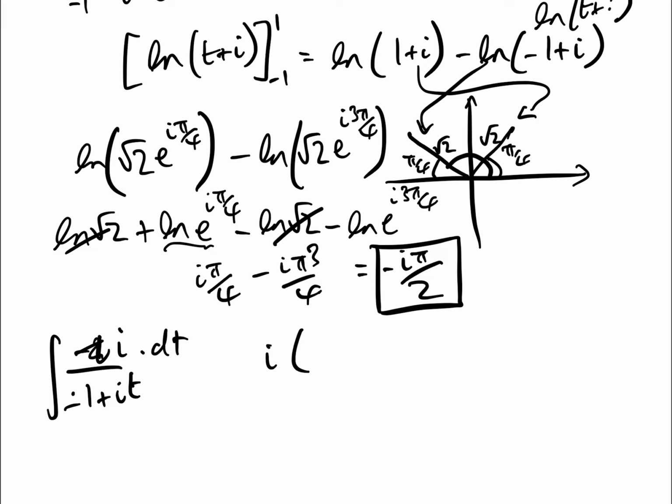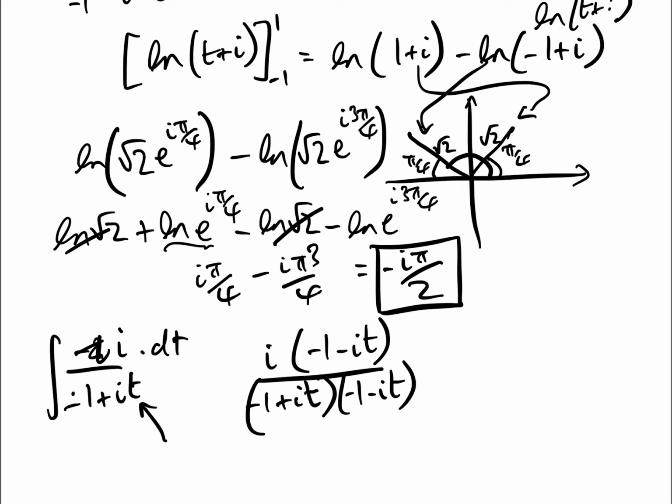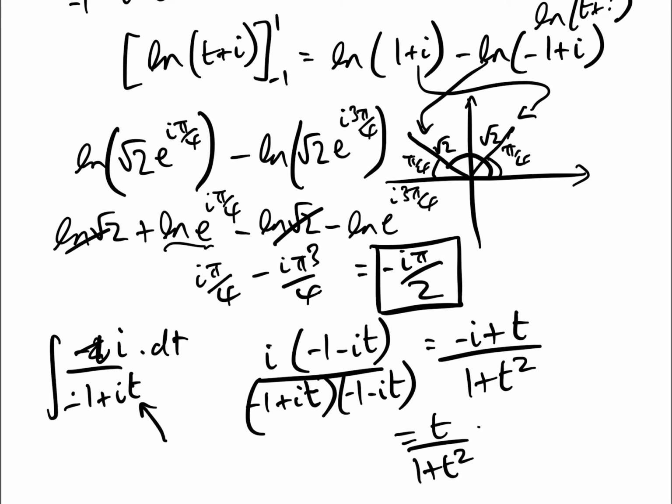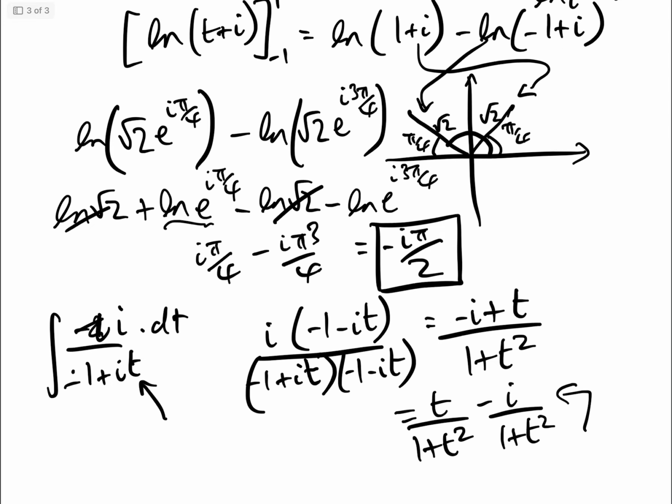So we got i, and we multiply by the conjugate of that. So that's minus 1 minus it over minus 1 plus it, minus 1 minus it. And that gives us minus i plus t over 1 plus t squared, which we can write as t over 1 plus t squared, the real, minus i over 1 plus t squared, the imaginary, which is in the form x plus iy.